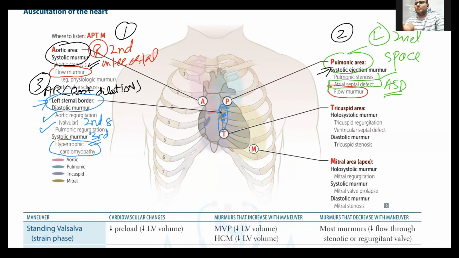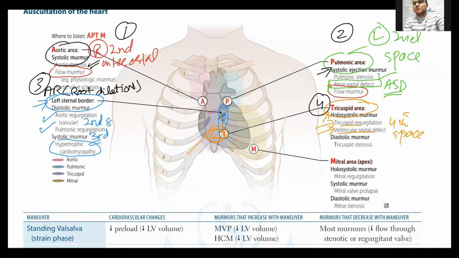Now we will discuss our fourth point, which is the tricuspid area. I will highlight the tricuspid area with this color. Remember, from the tricuspid, it is tricuspid regurgitation here, and there is a ventricular septal defect. Tricuspid regurgitation, ventricular septal defect. Why? Because this is in the fourth intercostal space, the fourth space, which is here.